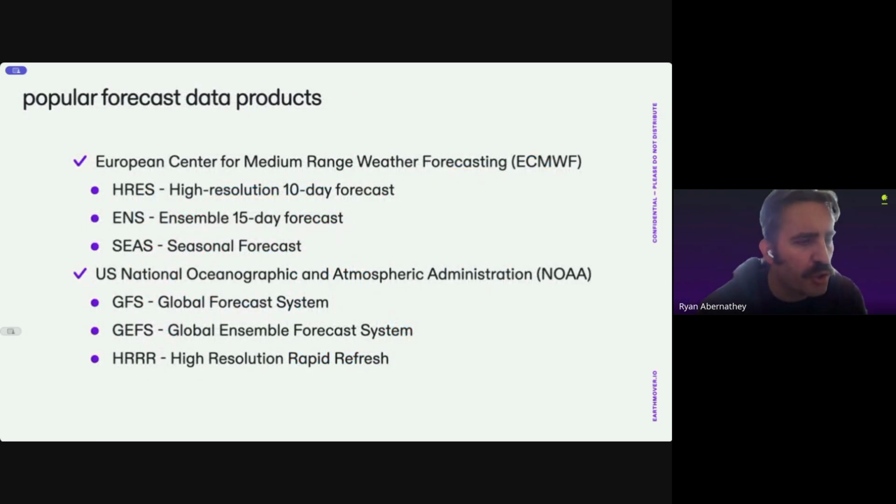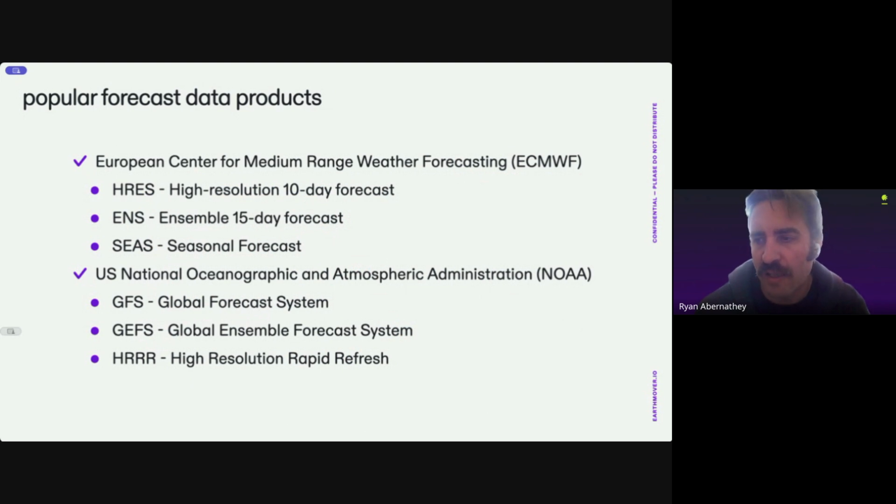Here's a pretty short rundown of just what seem to be some of the most popular weather forecast data products that are available that we see folks using, particularly in the US. Certainly the European Center for Medium Range Weather Forecasting, ECMWF, produces some very popular weather forecast products. They're HRES, high resolution 10-day forecasts. They're ensemble 15-day forecasts, and they also produce a seasonal forecast that is of interest.